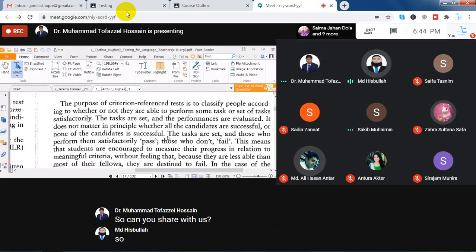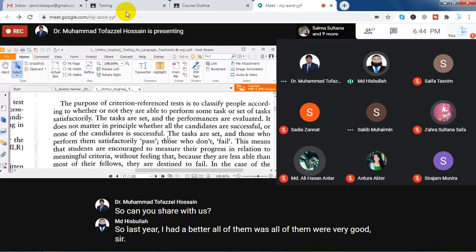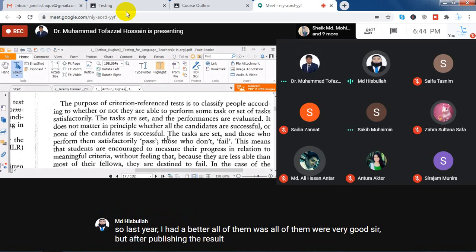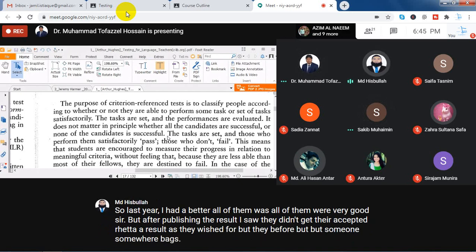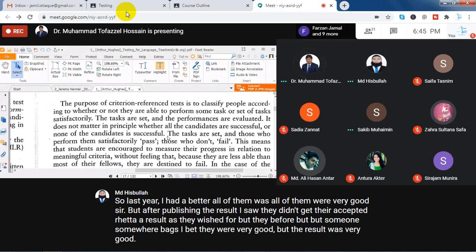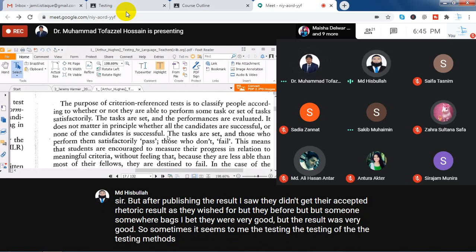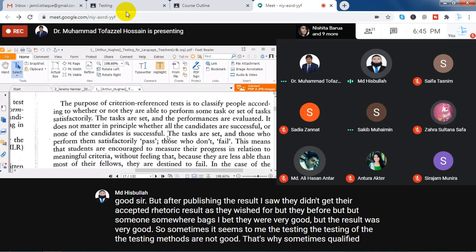So last year I had a batch, sir. All of them were very good, sir. But after publishing the result, I saw they didn't get the result they wished for. But some years back, a batch they weren't very good, but their result was very good. So sometimes it seems to me the testing methods are not good. That's why sometimes qualified students don't get the proper mark.